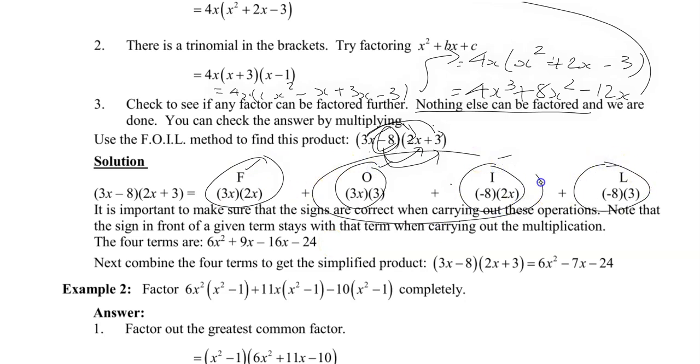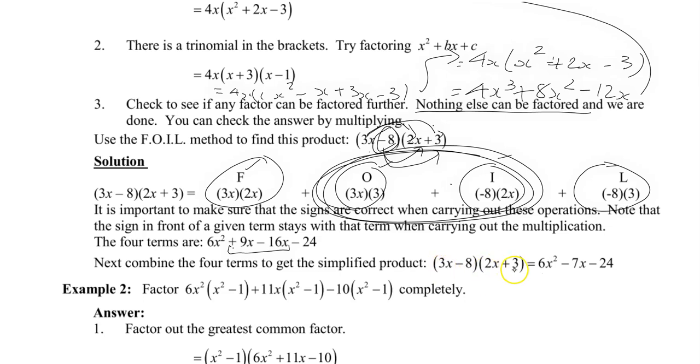Most of the time, the outer and the inner will be like terms, okay? Like terms in the sense, this is an x squared, this is just a number, but both of these terms have x's in them. So 6x squared plus 9x minus 16x, right? So we just do the math. 6x squared plus 9 minus 16 gives you minus 7x minus 24. Again, it's the outer and the inner which will be like terms that we'll collect.